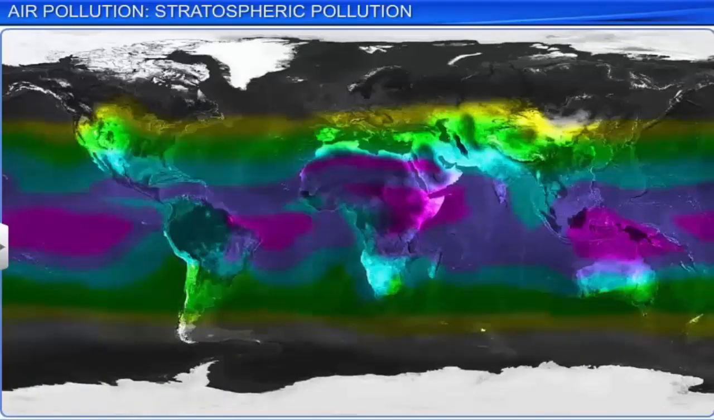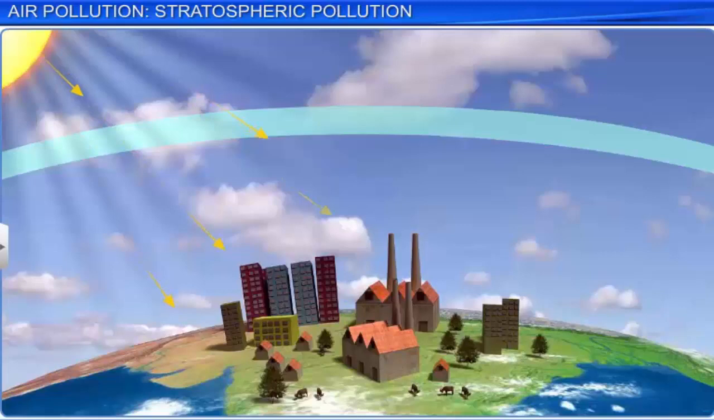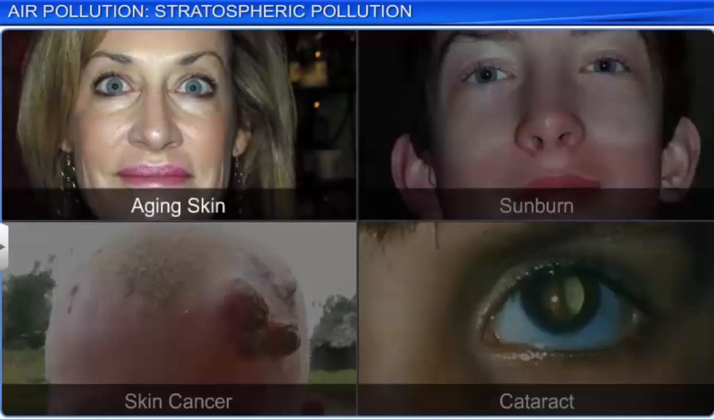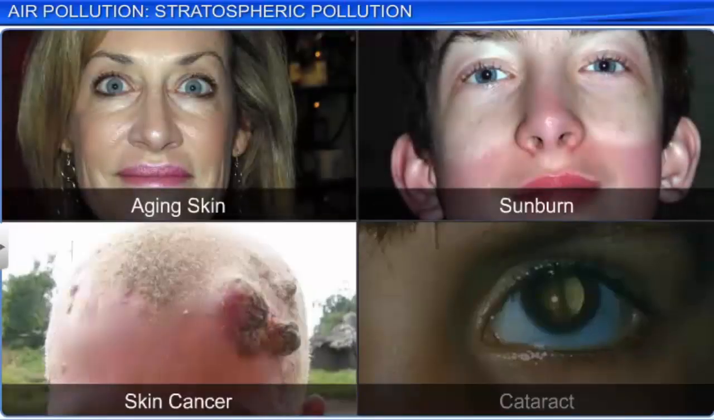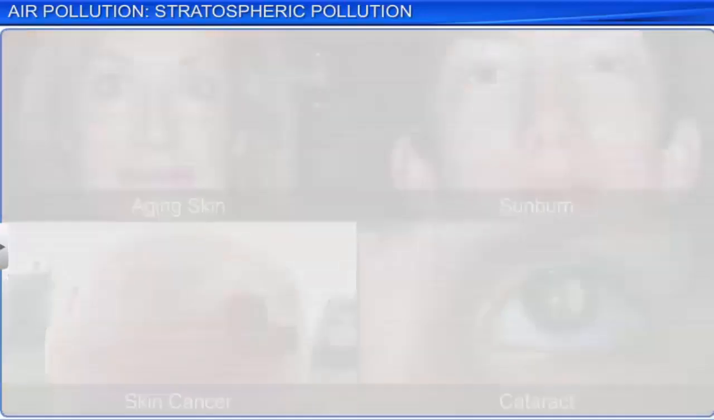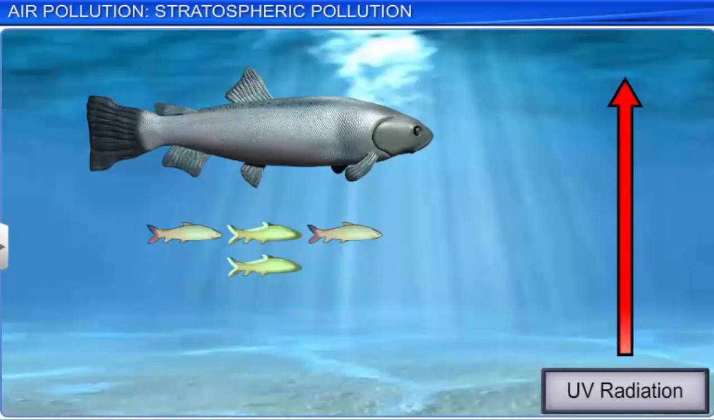The increasing use of fossil fuels and electronic goods has led to increasing pollution. This has thinned down the ozone layer over many places at an alarming rate. As a result, more UV radiations are entering the troposphere, causing aging, sunburn, skin cancer, and cataract, besides damage to reproductive functions in some fish.